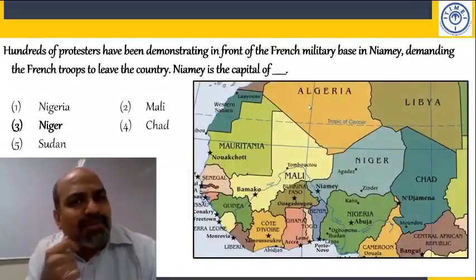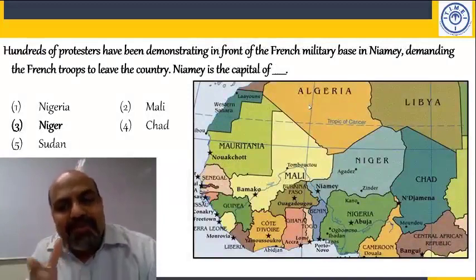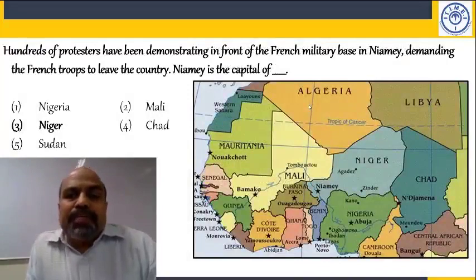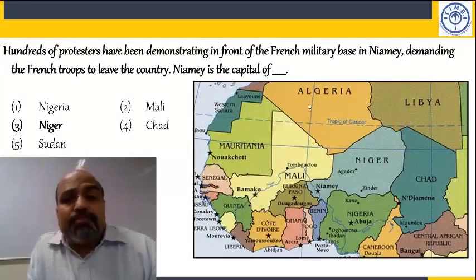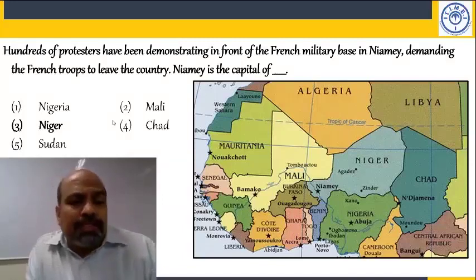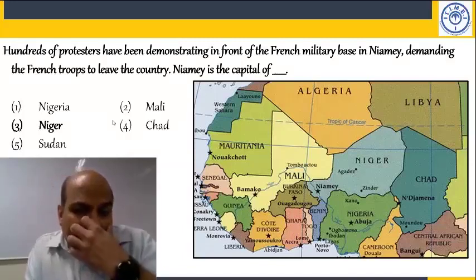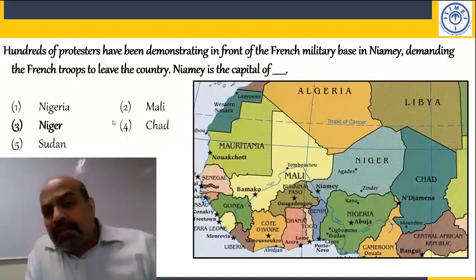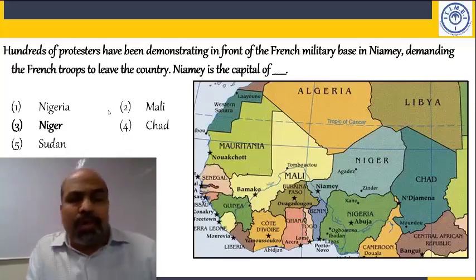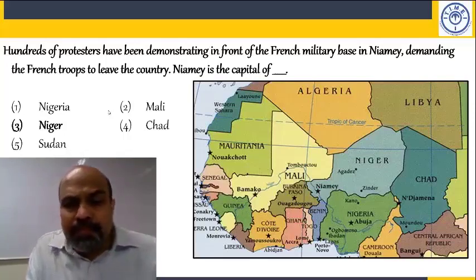I've used this map so many times today because it's related to where we are. Hundreds of protesters have been demonstrating in front of the French military base in Niamey, which is the capital of Niger. This is Niger, Niamey, and they have been asking the French to leave the country. Why? Because Niger has had a major coup, my friends. In fact, Mali, Niger, Chad, Sudan, all are being ruled more or less by their militaries, my friends.